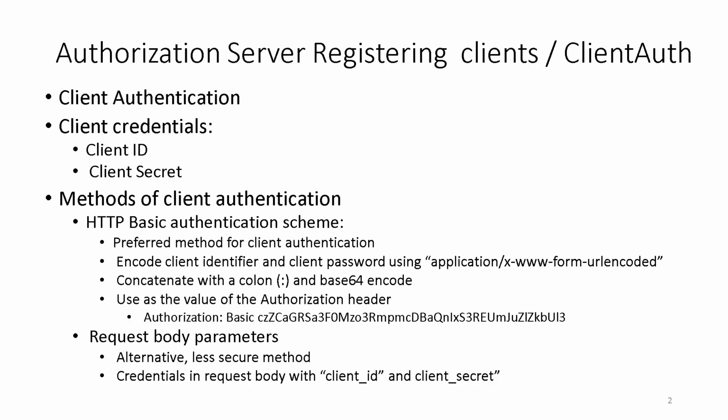The other method is a request body parameter. This is an alternative method, but not as secure. The client credentials are included directly in the request body using client ID and client secret parameters. This method is not the first choice due to potential security concerns and should be used cautiously. There is also another method using asymmetric public-private keys, which is not the topic of our discussion so far.